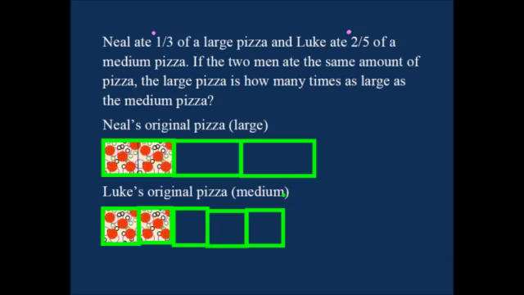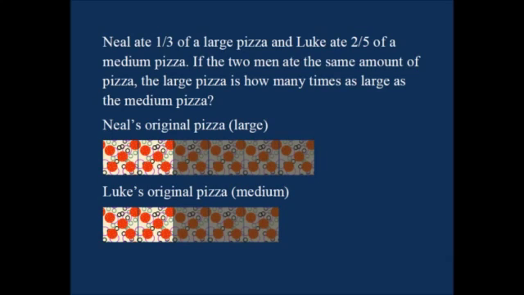Now the question wants us to find out the large pizza is how many times as large as the medium pizza. So here's the picture. The large pizza that Neil ate from must have had 1, 2, 3, 4, 5, 6 slices, and the medium pizza that Luke had some slices from must have had about 1, 2, 3, 4, 5 slices.